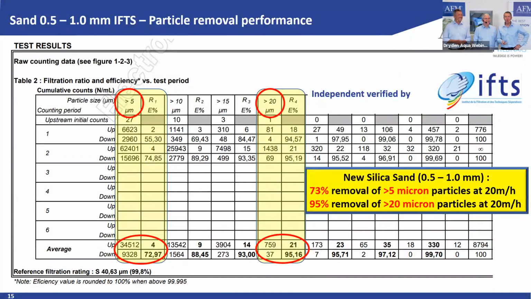So what does this report show us? You see here, down here, this is the picture for sand, by the way. This is a very high quality, fresh sand that was being tested. 0.5 to 1 millimeter. Yeah.